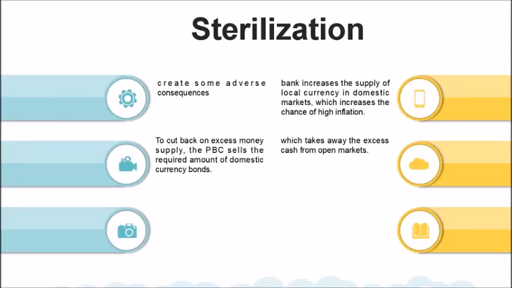Number two, a factor in how China does it is sterilization. China will create some adverse consequences. The bank will increase the supply of local currency in the domestic market, which increases the chance of high inflation. To cut back on excess money supply, the Bank of China sells the required amount of domestic currency bonds, which takes away the excess cash from the open markets.